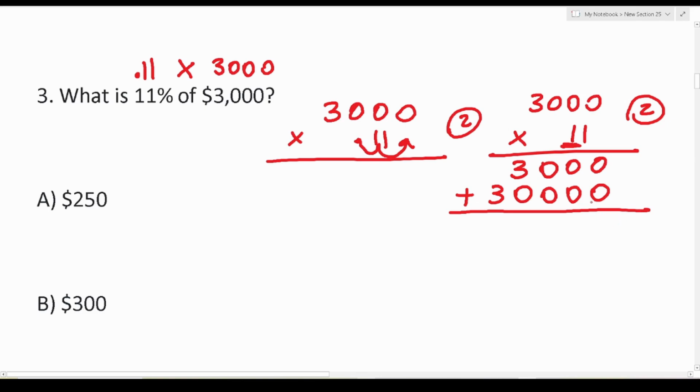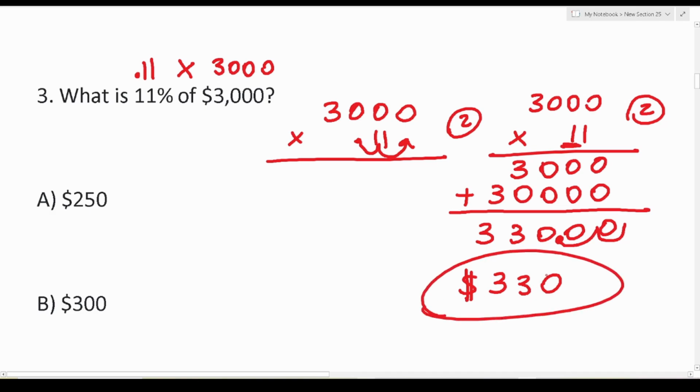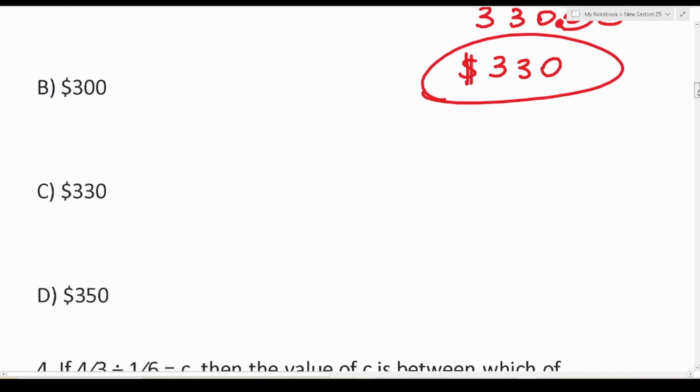Okay, now we're going to add these two together. 0 plus 0 is 0. 0 plus 0 is 0. 0 plus 0 is 0. 3 plus 0 is 3. And 3 plus nothing is 3. Bring those two decimals back in. 1, 2. So the decimal's right there. We can see that 11% of $3,000 is $330. Okay, so that's that one. And this answer choice would be C.